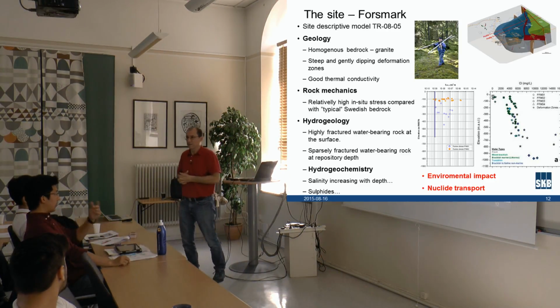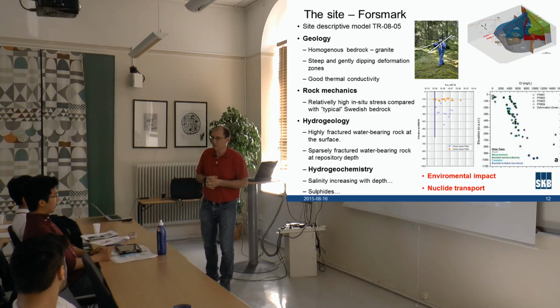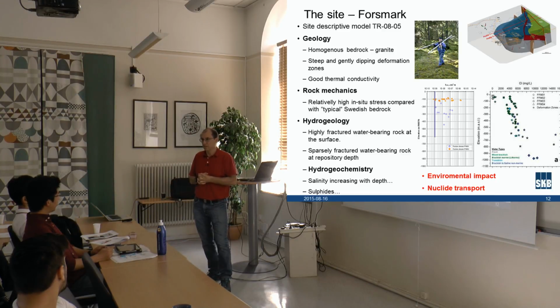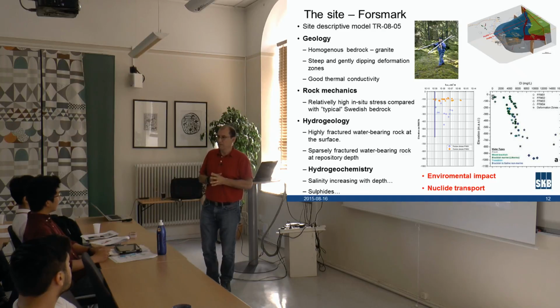Probably, on the surface, after the ice age, there was permafrost, so it created a lot of fractures on the surface, but at the bottom the water could not penetrate deep enough, so there's not that much expansion into the rocks.